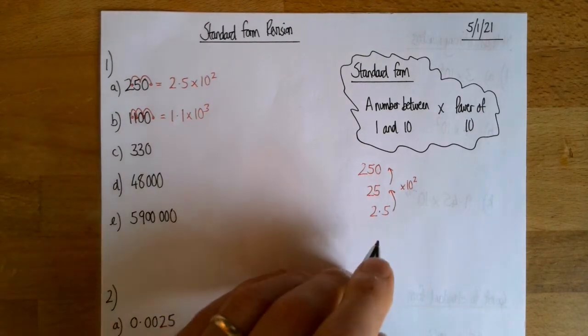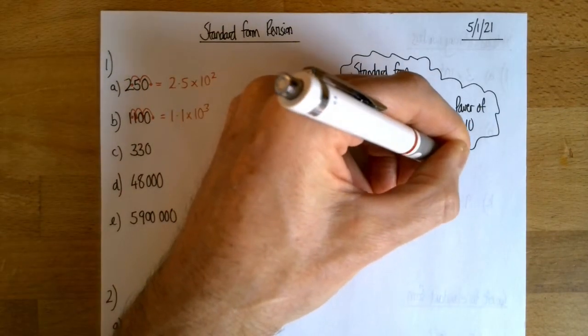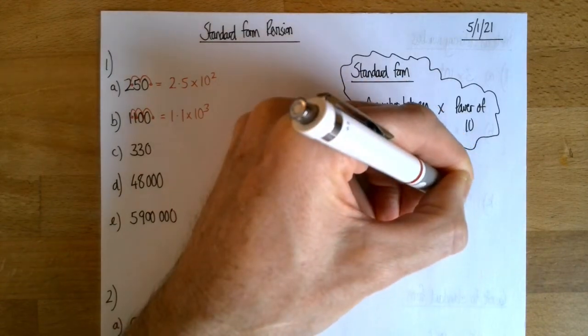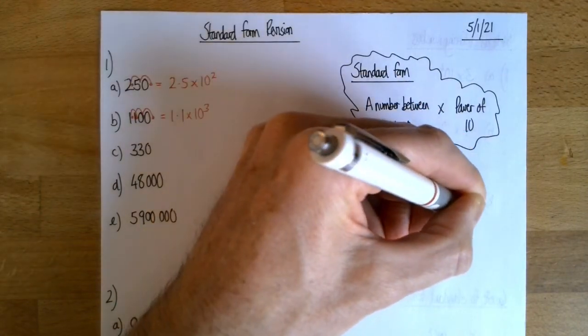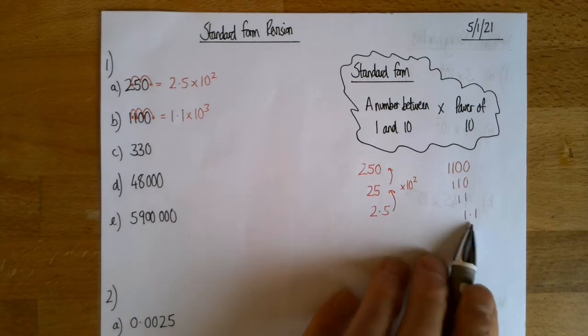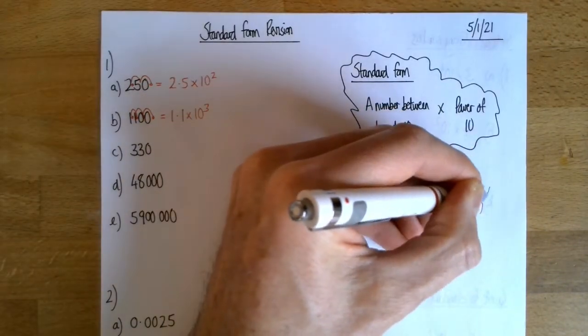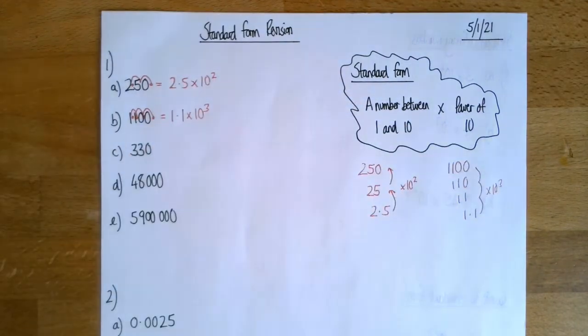And remember, the reason for that is that if I start with 1,100 and divide by 10 and then divide by 10, and then divide by 10 again, I get my number between 1 and 10. To get back to where I started, I'd have to multiply by 10 3 times.